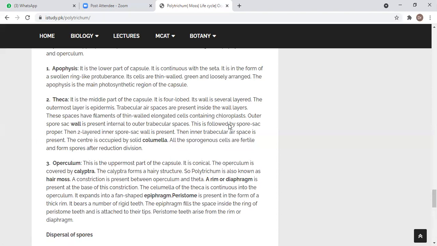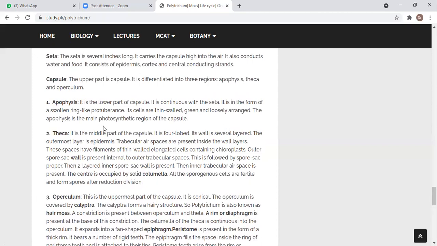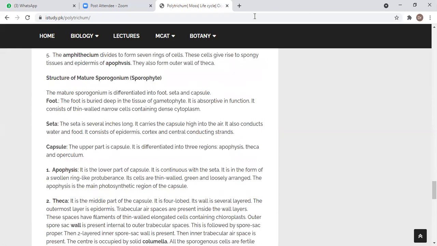These trabeculae help in protecting the theca region, that is the spore region, from shock and from adverse environmental conditions. And the apophysis is the bulbous basal part of the thecal region, which is green in color. The cells are thin-walled and photosynthetic, helpful for connecting the food material to the capsule region above. So this is, I'm just stopping sharing here.